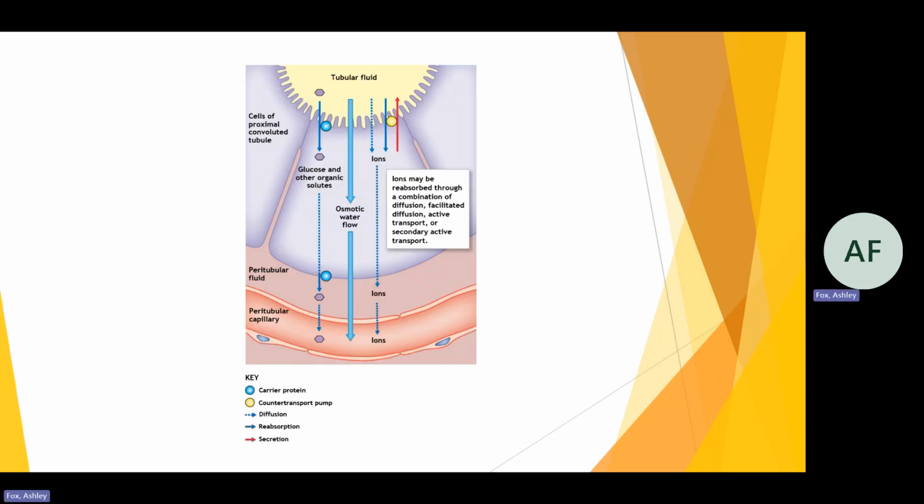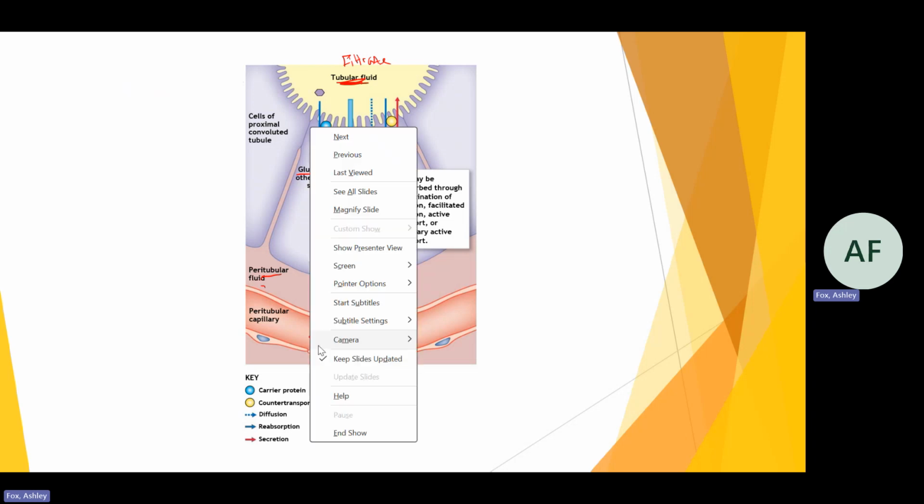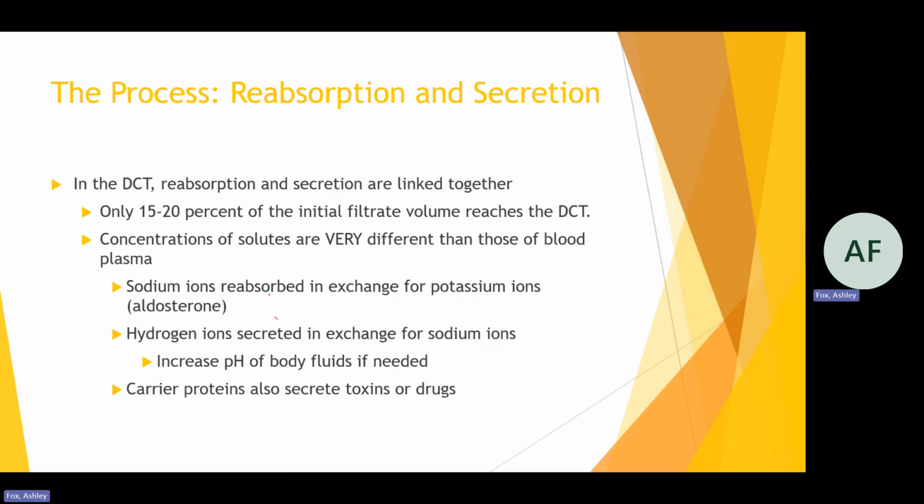So again, this is in the proximal convoluted tubule. This is in the lumen, the tubular fluid. This is what has been filtered out. So this is our filtrate here. And what's happening in the proximal convoluted tubule? Reabsorption. Other organic solutes are going through the cells of the proximal convoluted tubule, going into the peritubular fluid, and then diffusing into the peritubular capillary.